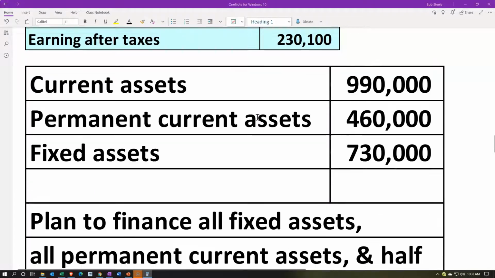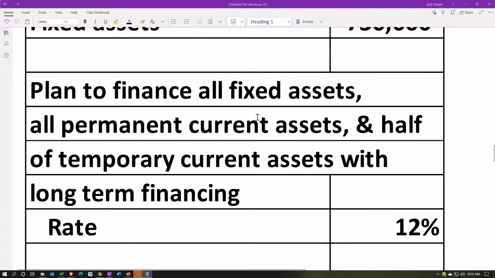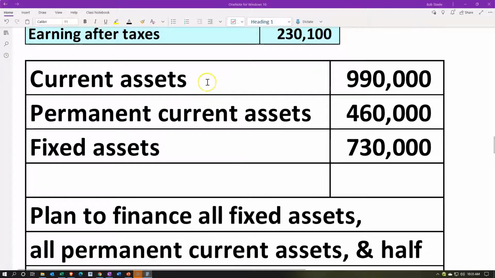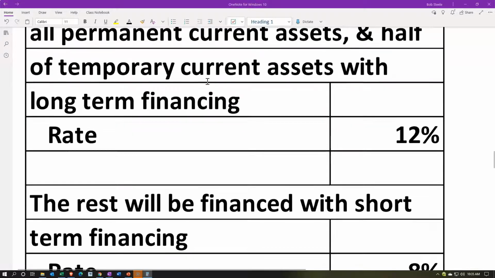So we've got the current assets, the permanent current assets, the fixed assets. Here's the change. Plan to finance all fixed assets, all permanent current assets, and half of the temporary current assets with long-term financing. So we're going to be less aggressive here. We're going to be financing more with the long-term financing. We're going to base that to some degree on the information we had when we broke out the permanent current assets and the temporary current assets. The rate's going to be the 12%.